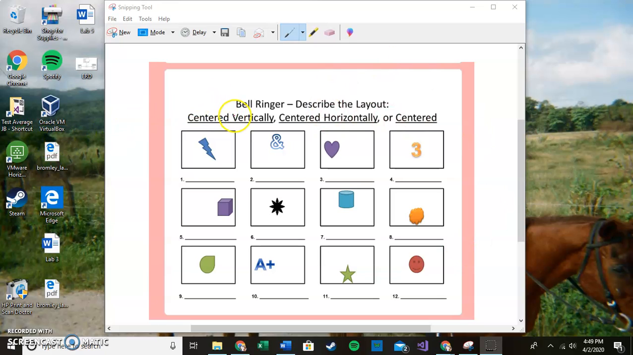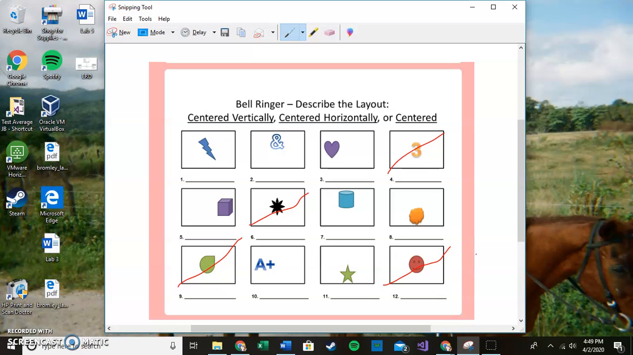So what you were supposed to do was to tell me whether the image inside the box was centered vertically, horizontally, or completely centered. So that means both vertically and horizontally centered. A lot of people were having trouble with the vertical and the horizontally centered. Obviously, the completely centered ones you guys did fine with. So, number 4, I don't have to explain. Number 6, number 9, and number 12, you guys did fine with those.